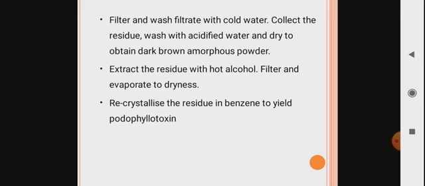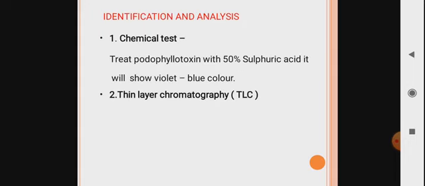Collect the residue, wash with acidified water and dry to obtain a dark brown amorphous powder. Extract the residue with hot alcohol, filter it and evaporate to dryness. Recrystallize the residue in benzene to yield podophyllotoxin. Identification and analysis: chemical test. Treat podophyllotoxin with 50% H2SO4. It will show a violet blue color.